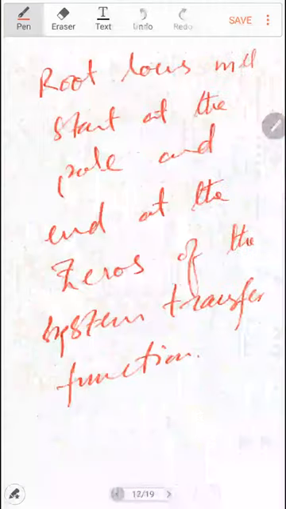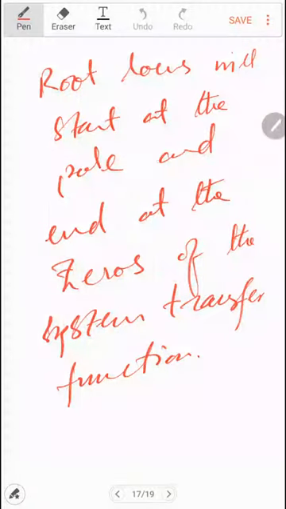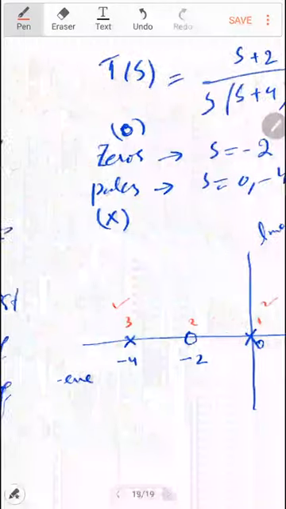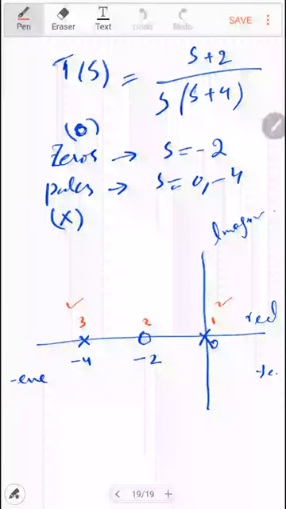Also we know that the locus will start at the pole and end at the zero. Now this is clear. So the first locus will start from the pole and end at the zero. Why this direction? Because the locus exists to the left of the odd number of poles. You see, this is an odd number of poles.